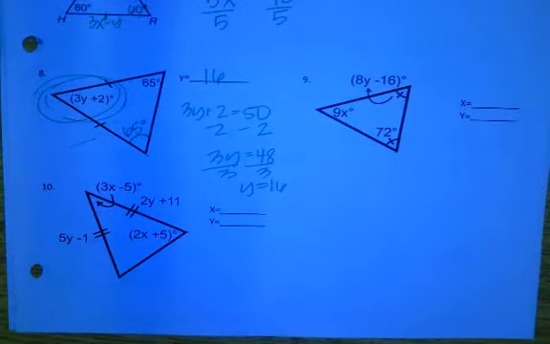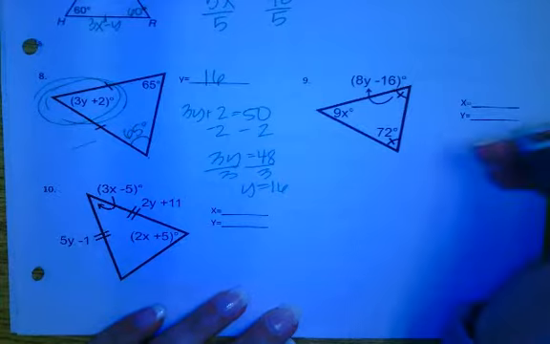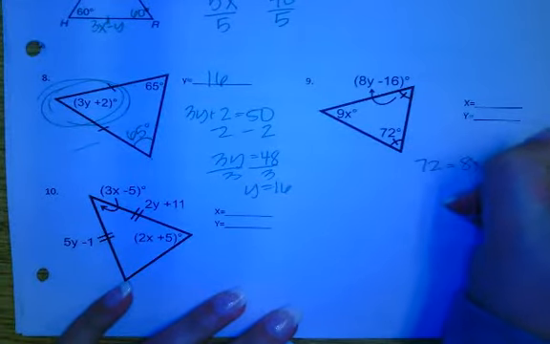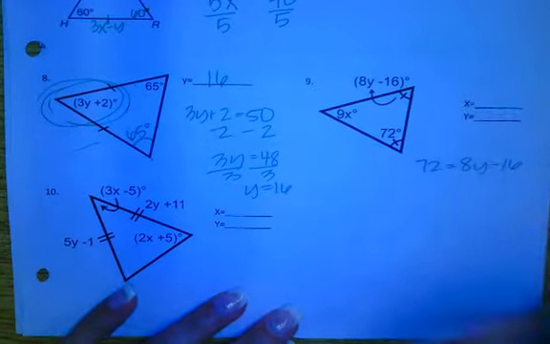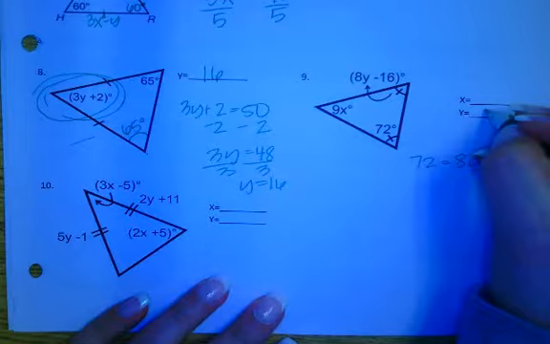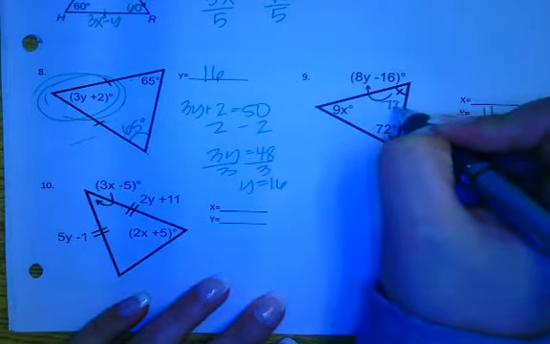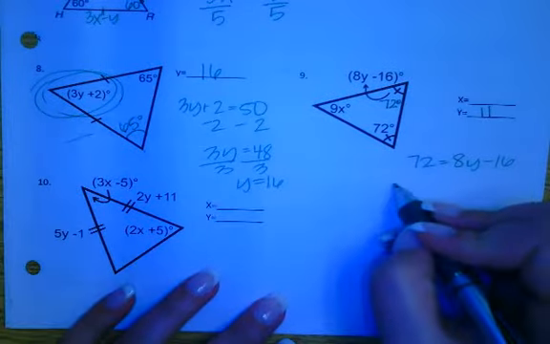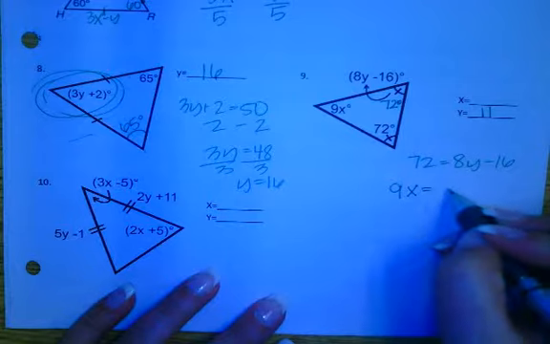Okay, for number 9, how did you solve for y? Okay, what did you end up getting for y? 11. Okay, you know that this was 72 degrees as well because those two angles were congruent, leaving 9x equal to what? 36, and you got x equals 4.